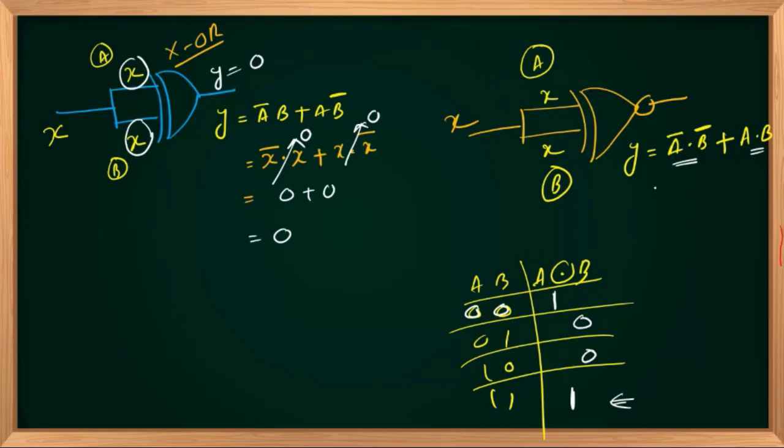So here both A and B are X. So this is nothing but X complement dot X complement plus X dot X. Both A and B are X. So X bar dot X bar will be X bar itself, X dot X will be X itself. So X bar plus X will be equal to 1. So this will produce a logic 1, correct?